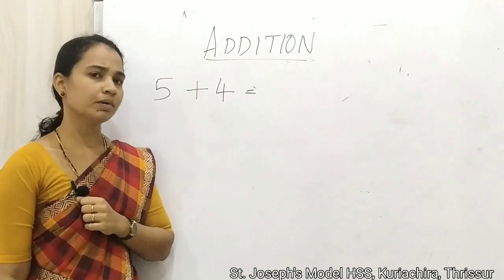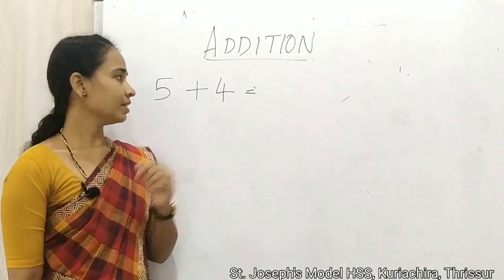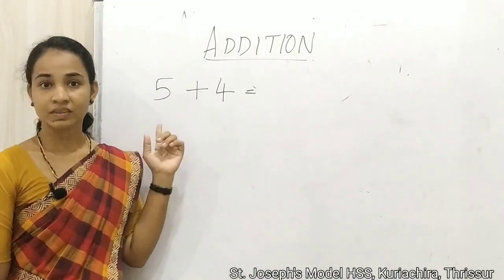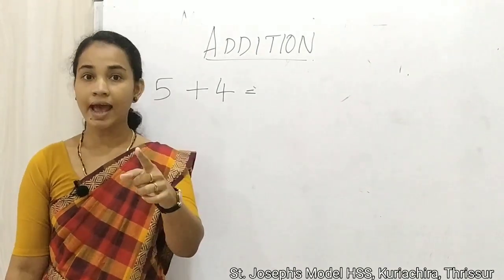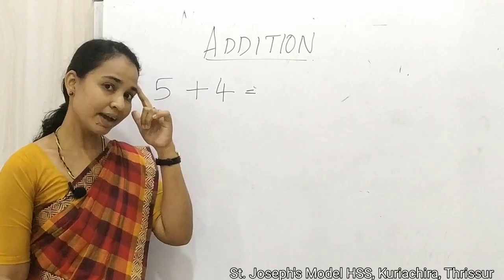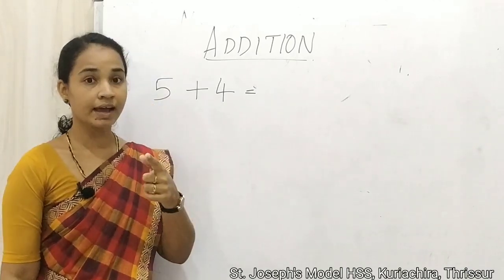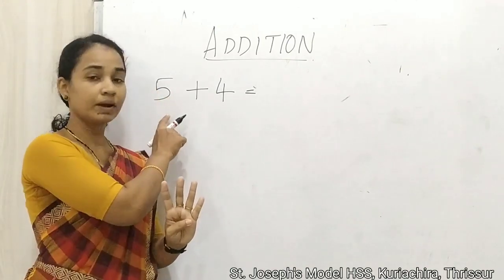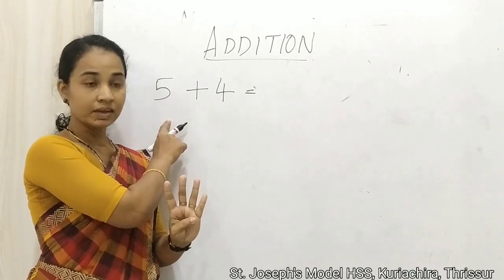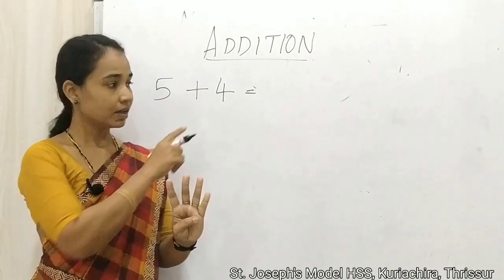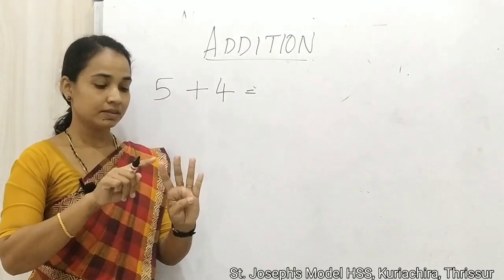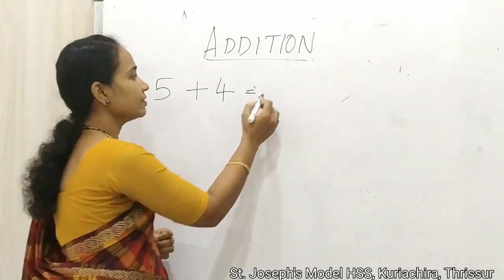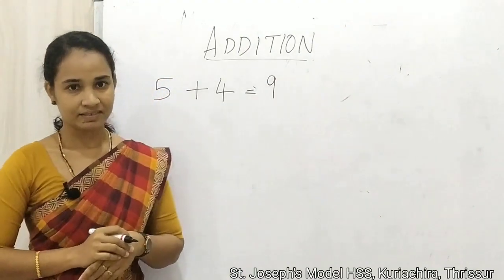Which is the small number? Yes. 4 is the small number. And which is the big number? 5. So, small number in your hands and big number in your mind. So, take 4 in your hand. In your fingers. Yes, 4. Now, count from the big number, that is 5. Count from 5 like this. 5 after 6, 7, 8, 9. So, what is the answer? 9. Did you understand?